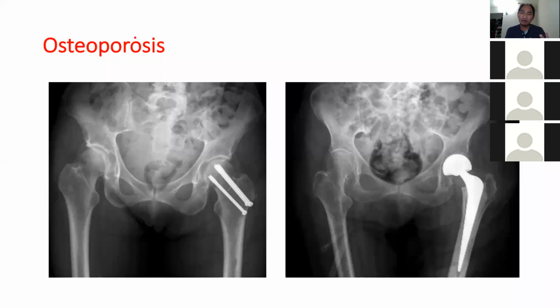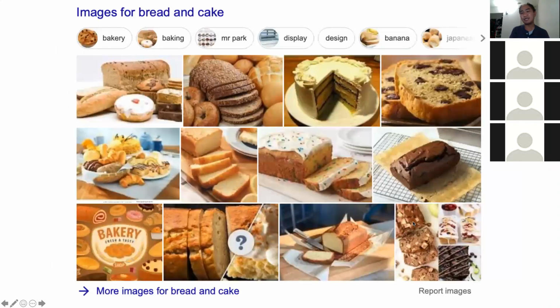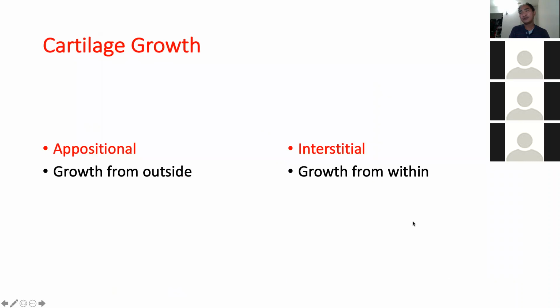Osteoporosis is a reduction of bone mass, both calcium, phosphate, magnesium, as well as the collagen fibers themselves reduce. So the whole bone mass is reduced. Now, cartilage, we know cartilage. So cartilage growth: appositional growth and interstitial growth. Appositional growth means more cartilage deposited from outside. Interstitial growth means growth from within.